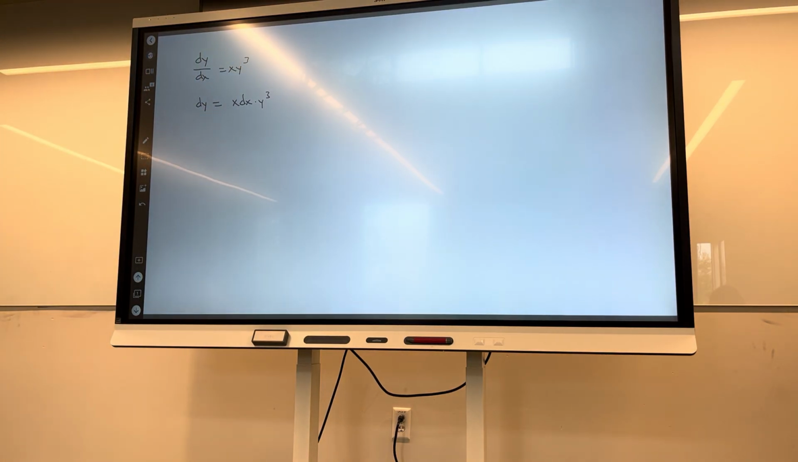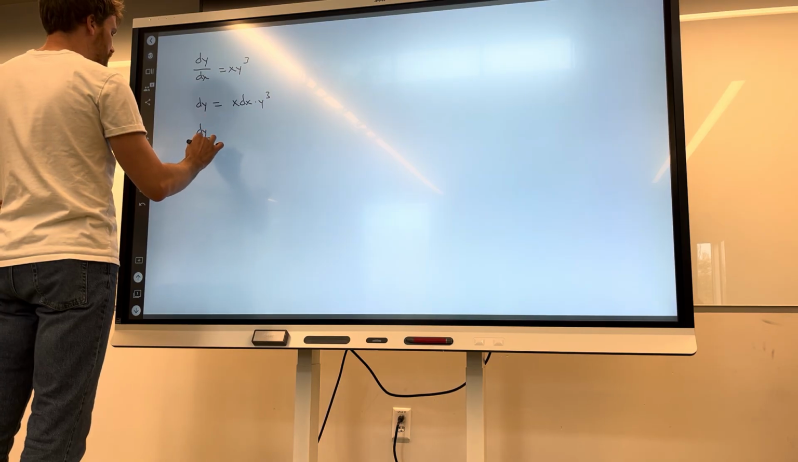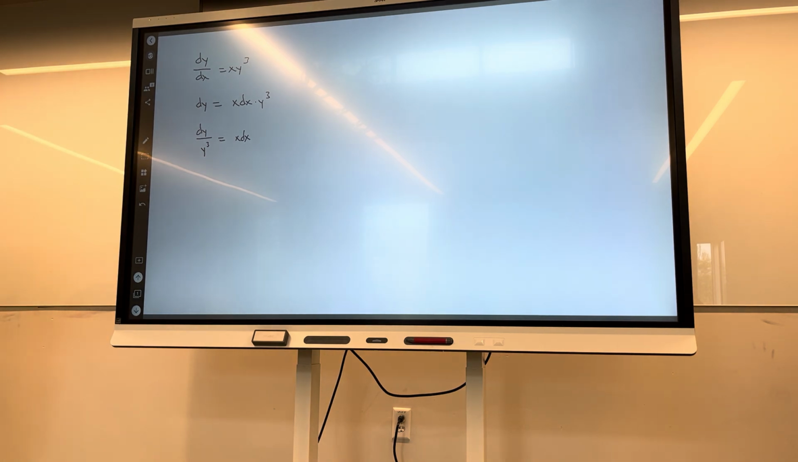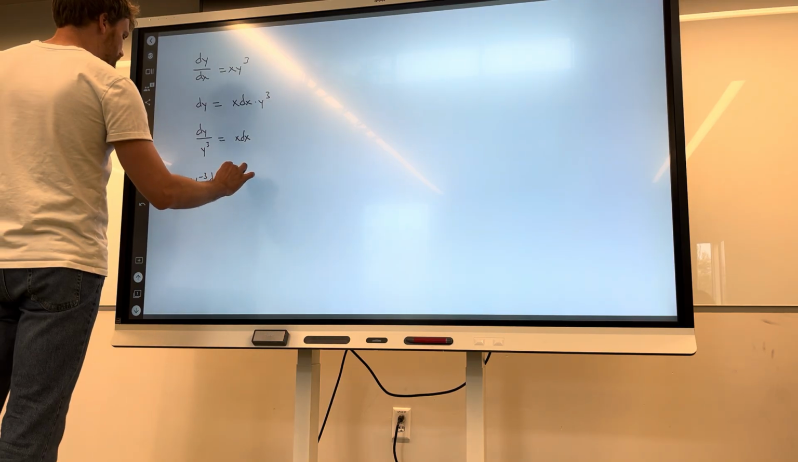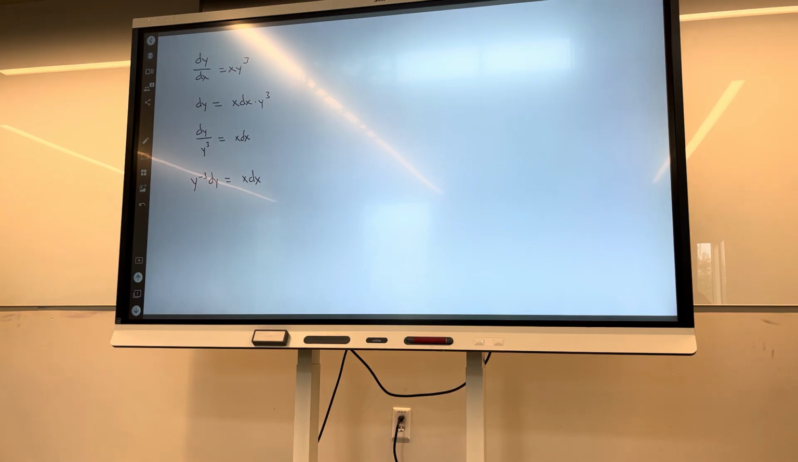I'm just taking more steps than I necessarily need to, but I got the dx over onto the other side. Now I need to divide the y cubed over, so I'm going to have dy over y cubed equal to x dx. So now I have my variables separated. Lovely. Just divide by y cubed. But I don't want y cubed in the denominator, so I'm going to rewrite it as y to the negative 3, because that is easier to anti-differentiate. Y to the negative 3 dy equals x dx, right? No problems.